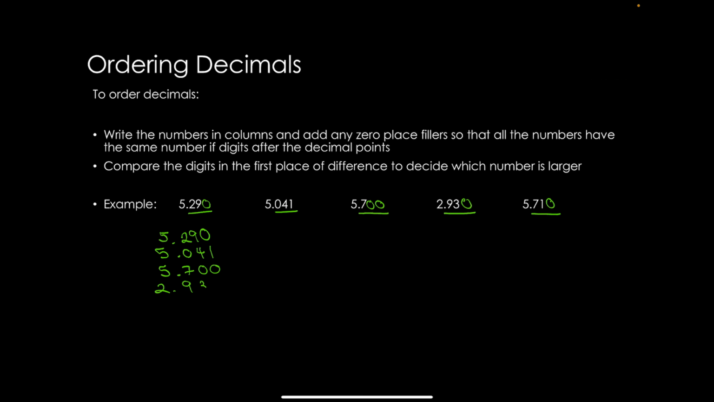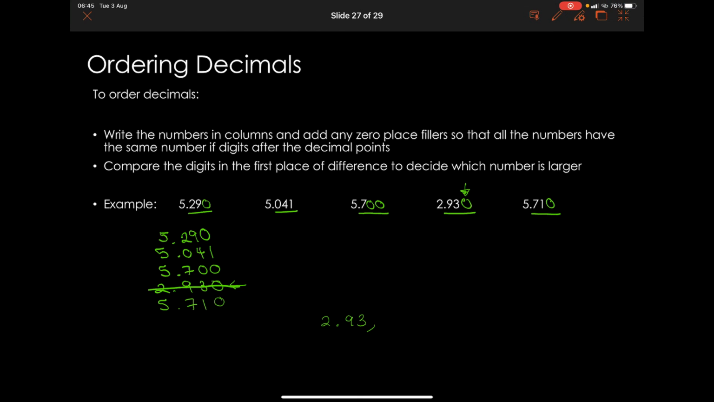Now, it's obvious, hopefully, that 2.930 is our smallest number. I'm going to write that down there. 2.93. I'm not going to use the extra digit I've added on when I actually write my answer, but that is obviously the smallest number because it starts with a 2. We've then got loads of 5s.